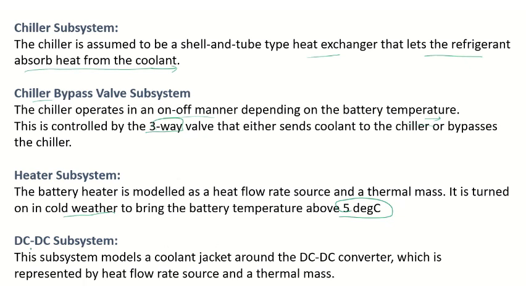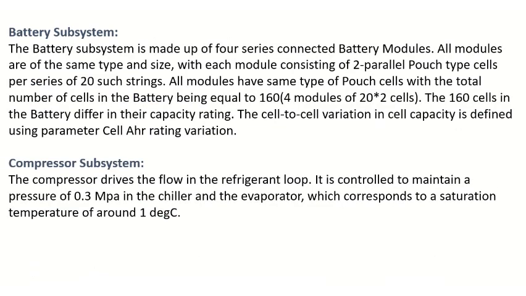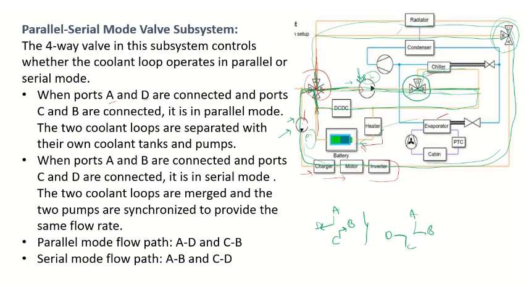Next, the DC to DC subsystem. This subsystem models a coolant circuit around the DC to DC converter, which is represented as a heat flow rate source and a thermal mass. Now the battery subsystem. This is the battery subsystem.